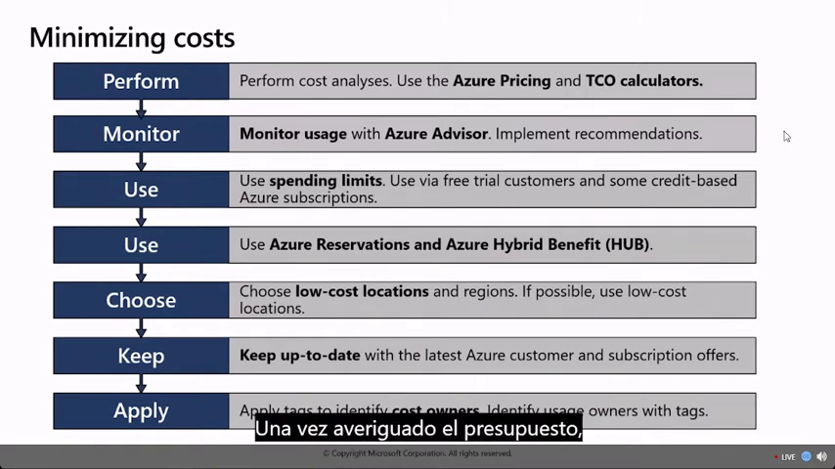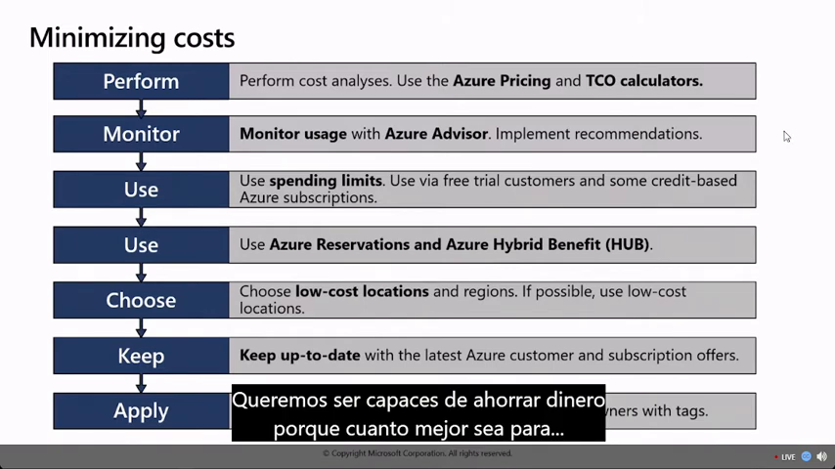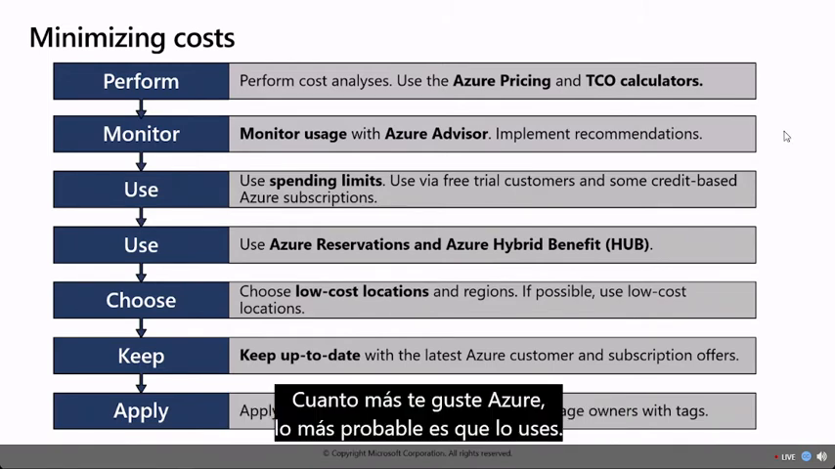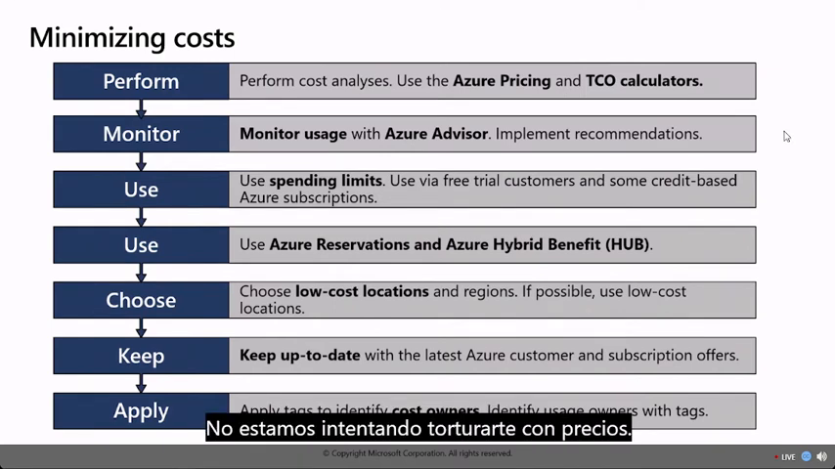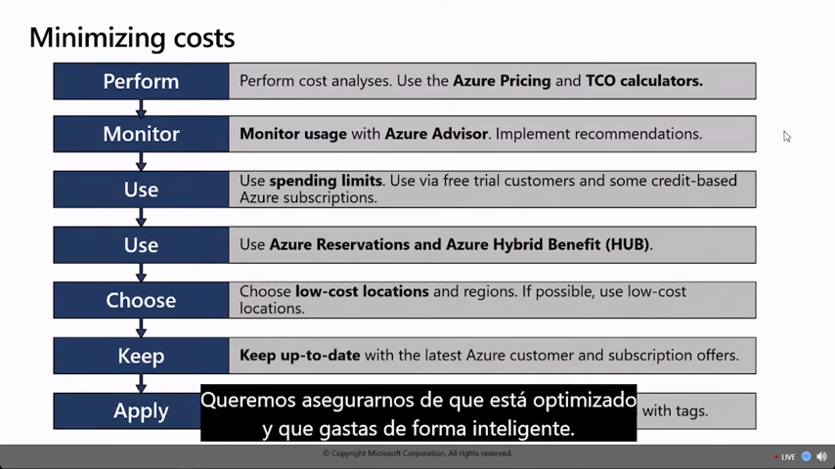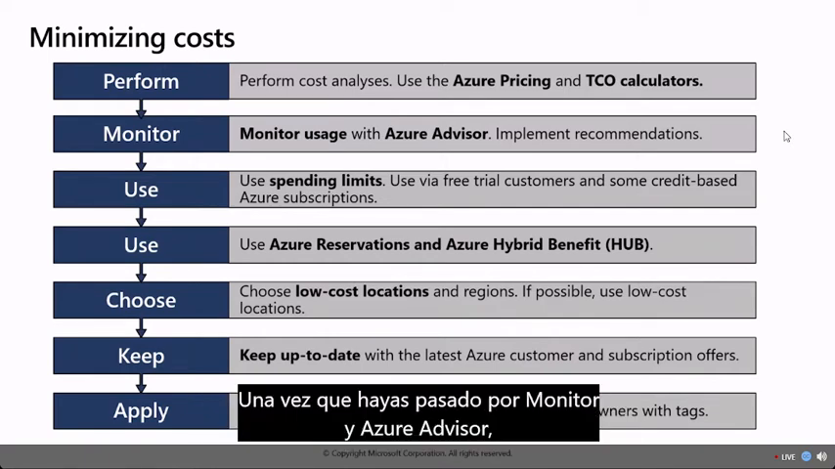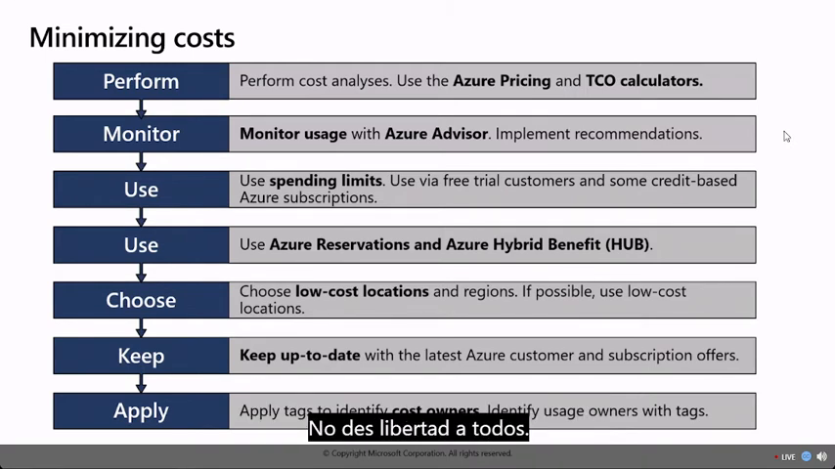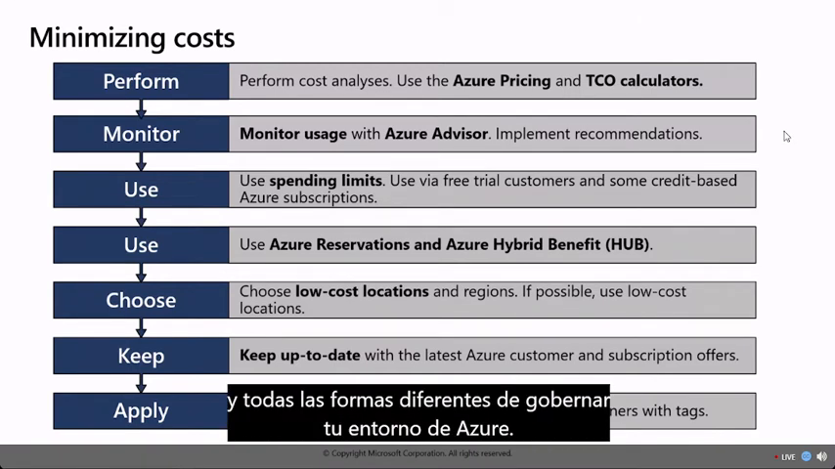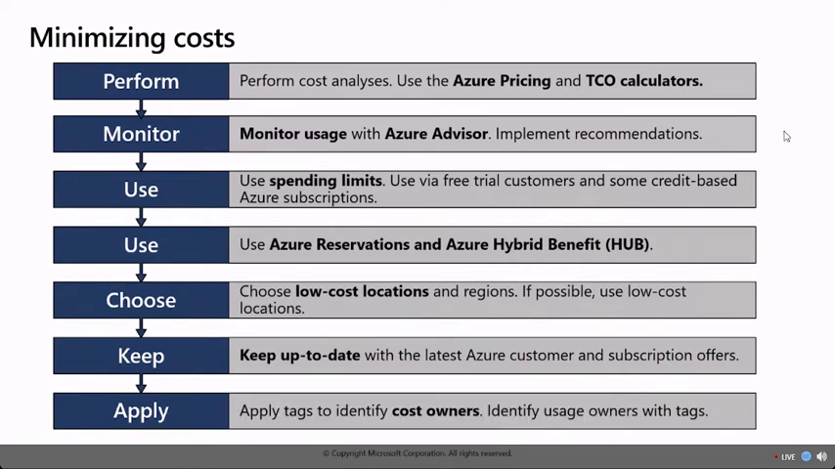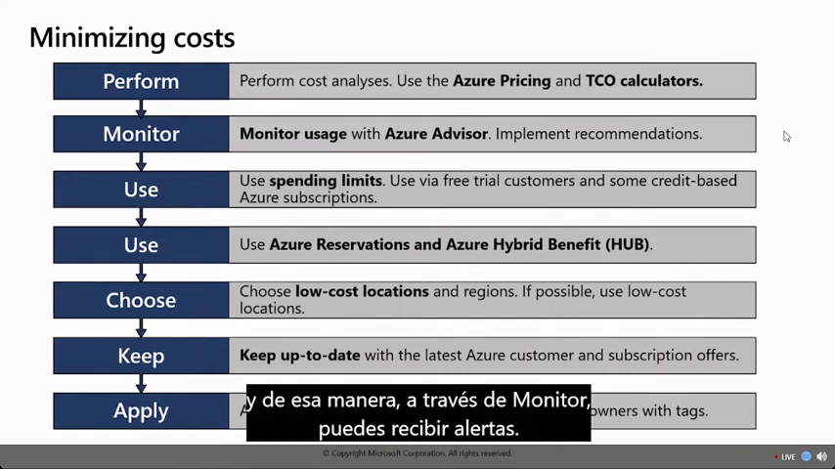Now, once you figure out that budget, you have Azure Monitor and Azure Advisor that are going to make recommendations. We want to be able to save you money, because the more you like Azure, the more likely you are to use it. So we're not trying to price gouge you. We want to make sure that you're optimized and you're spending smartly. So once you've gone through Monitor and Azure Advisor, use spending limits. Don't just give everybody free range. We've talked about role-based access control and all different ways to govern your Azure environment. Do the same thing with spending. Set up those spending limits, and that way, through Monitor, you can get alerts.